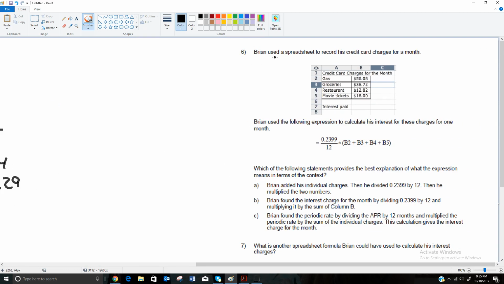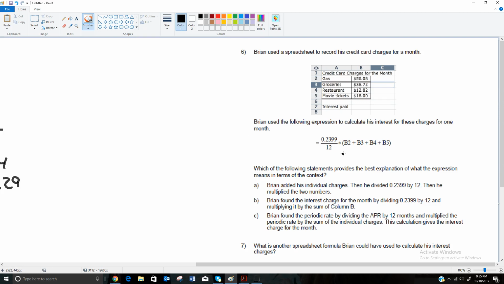It says, Brian used a spreadsheet to record his credit card charges for a month, and he used the following expression to calculate his interest for these charges. So this would be the formula that he could put in this cell if he wanted to get the interest paid for the month. So let's look at this spreadsheet. We've got credit card charges for the month, gas, groceries, restaurant, movie tickets, and then we're trying to calculate the interest paid.